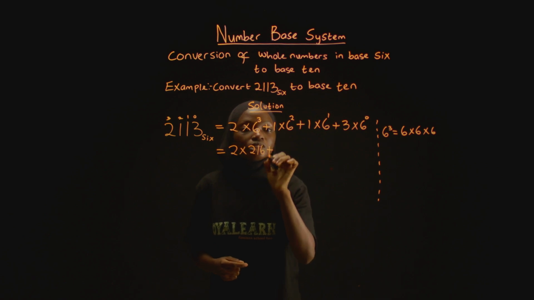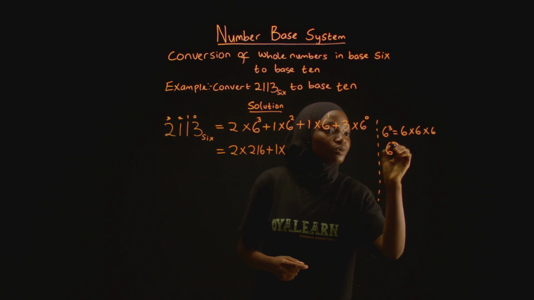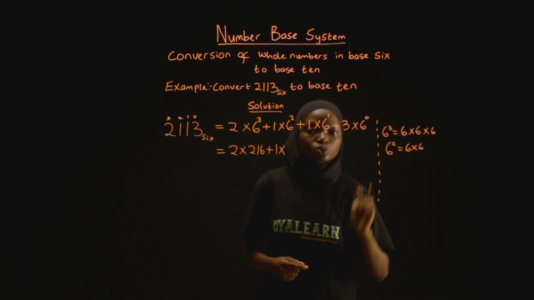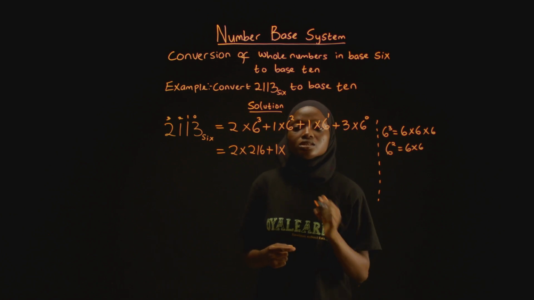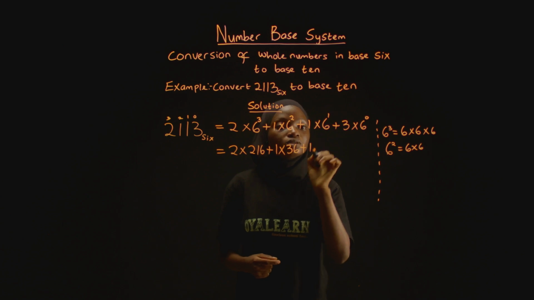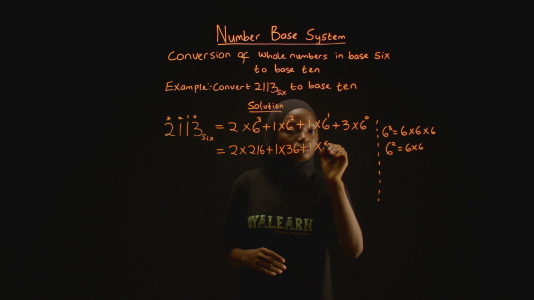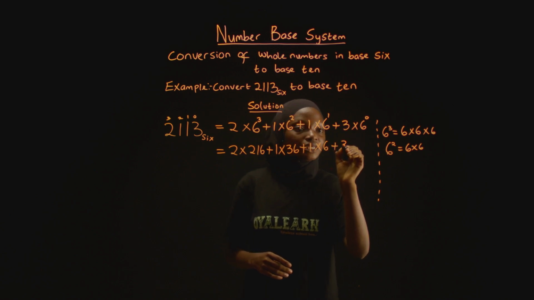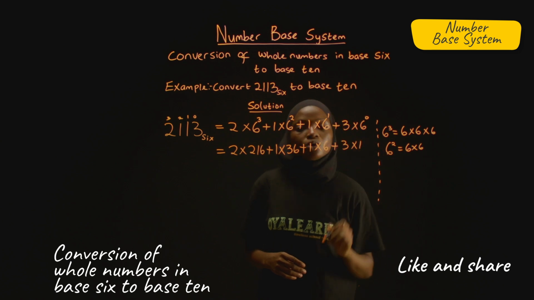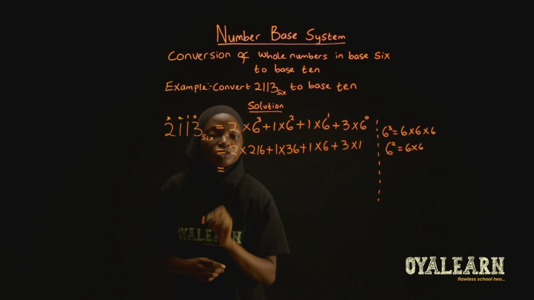So we have plus 1 multiplied by 6 raised to the power of 2. 6 raised to the power of 2 means 6 multiplying itself in 2 places. 1, 2. And 6 times 6 is 36. So we have 36 at this side, plus 1 multiplied by 6 raised to the power of 1 is 6, plus 3 multiplied by 6 raised to the power of 0, which gives 1, because anything raised to the power of 0 is 1.